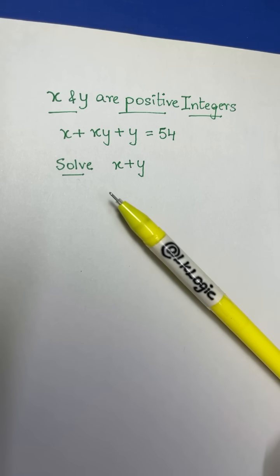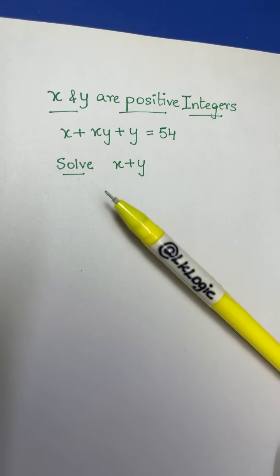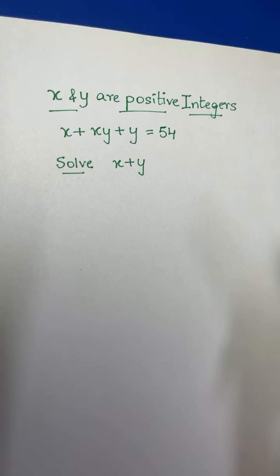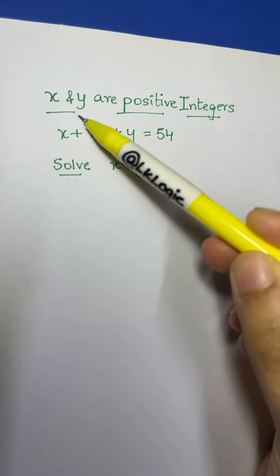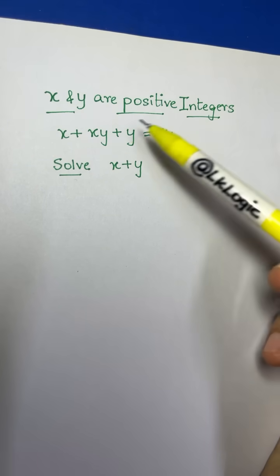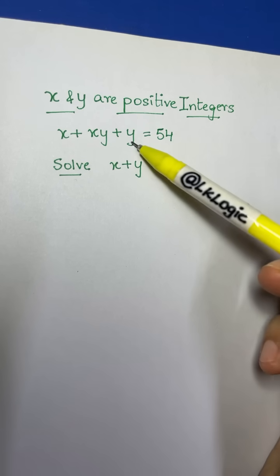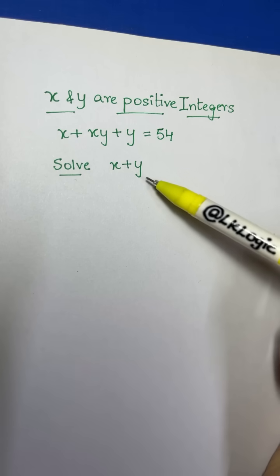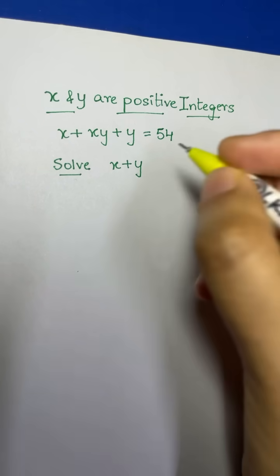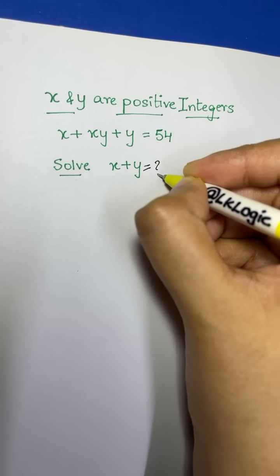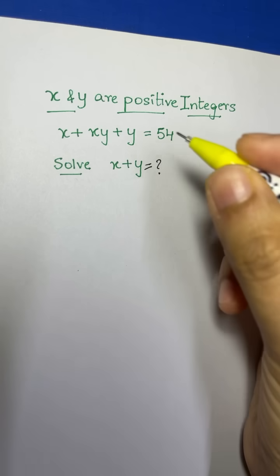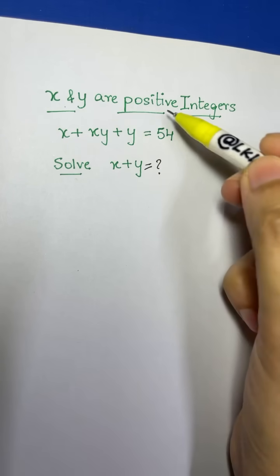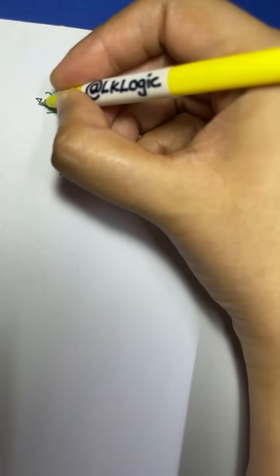Hi everyone. In this live session, we are going to solve one nice algebraic equation. x and y are positive integers, and x plus xy plus y equals 54. We have to solve for x plus y. So we just need to find what x plus y equals. Here, this is very important, which is given to us: x and y are positive integers.